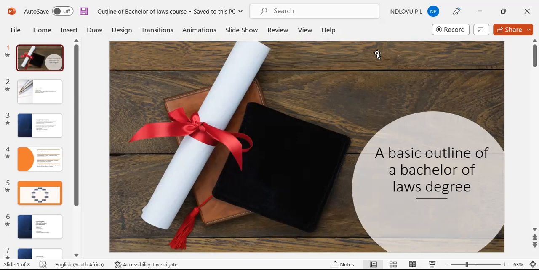But basically, we expect that a lawyer would have at least studied one or all of these subjects, even if they are named differently, but at least one would have encountered them, maybe with others that are not featured here, depending on how that particular university is structured. So it's a basic outline of a Bachelor of Laws degree.